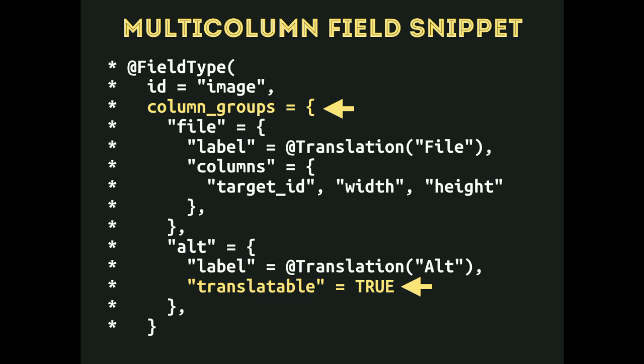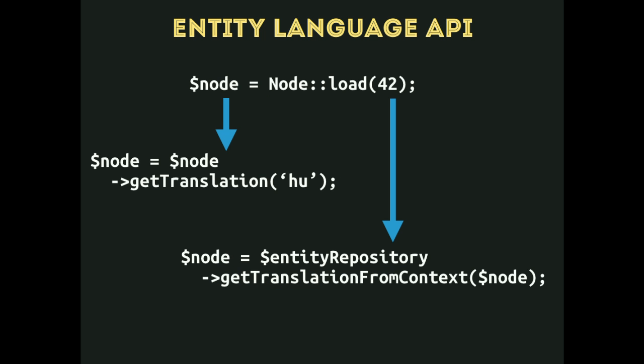Okay, so that's how you define what will be translatable. And then there's the entity language API. It's the same entity API that we've seen for configurable languages. You have the node class that can load a node for you, in this case, node 42. And the node knows about its translations. Very fancy. So you can say node get translation Hungarian, and it gets you a Hungarian translation. And it's the same behavior for the node translation as it was for the node object. So now you have a translation object that you can treat as the same node as before.